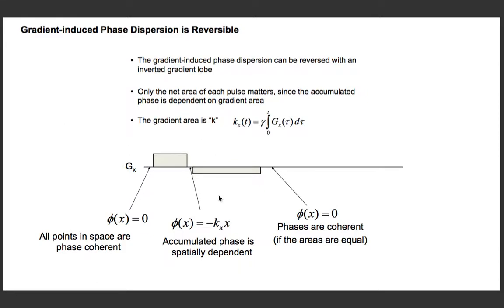As you can see from the last plot, the gradient-induced phase is reversible. What the gradients are doing is, if you think of a single isochromat with 0 phase before a gradient, and you turn the gradient on for a certain amount of time, you will add a certain amount of phase, and that phase is basically this K. It's the integral over time of that gradient magnitude.